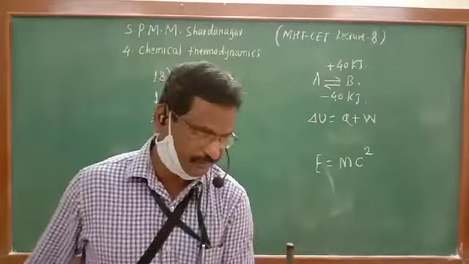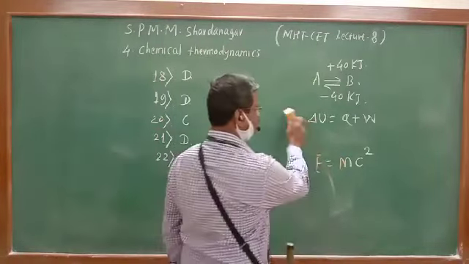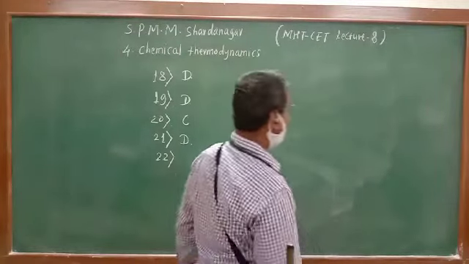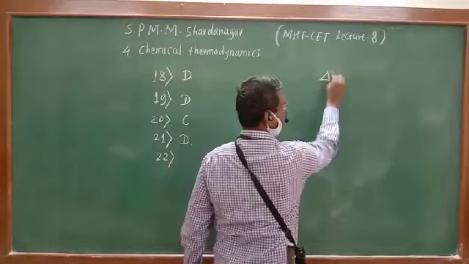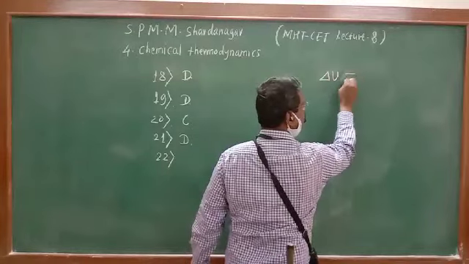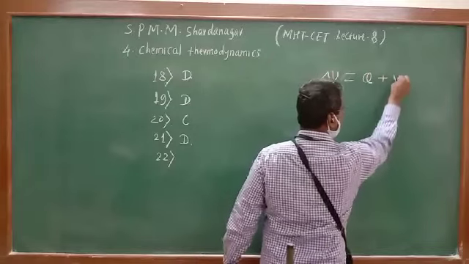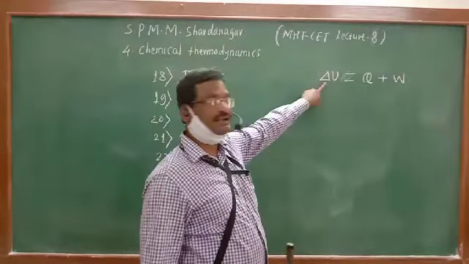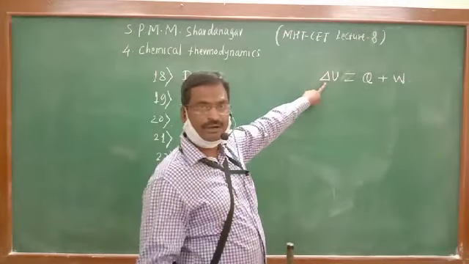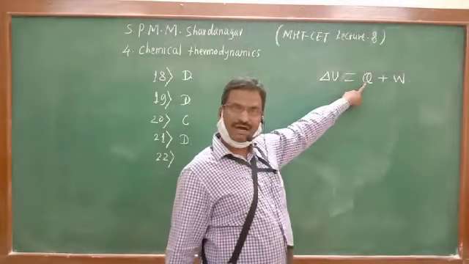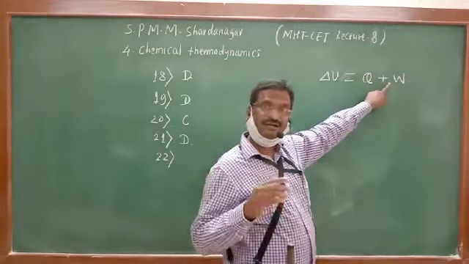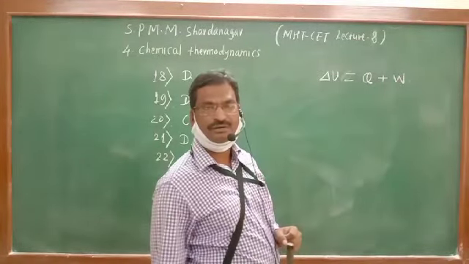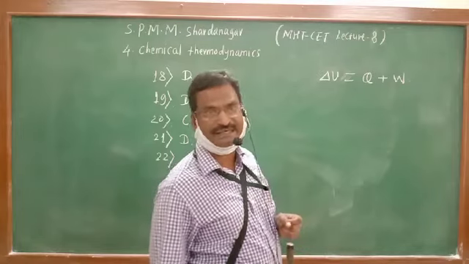See, this is an important question. Change in internal energy, first law of thermodynamics. According to first law of thermodynamics, delta U will be equal to Q plus W. They have asked, what is the change in internal energy taking place whenever heat is lost by the system and work is done by system to the surrounding? So this is the equation on the basis of sign conventions.